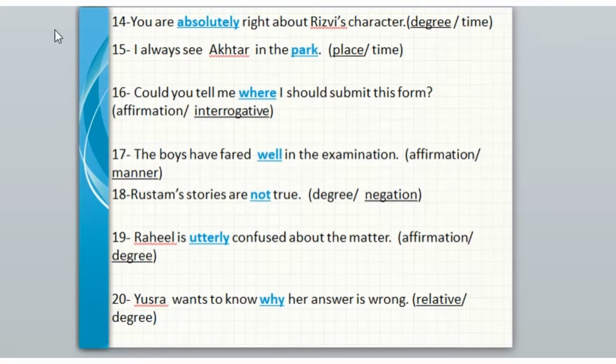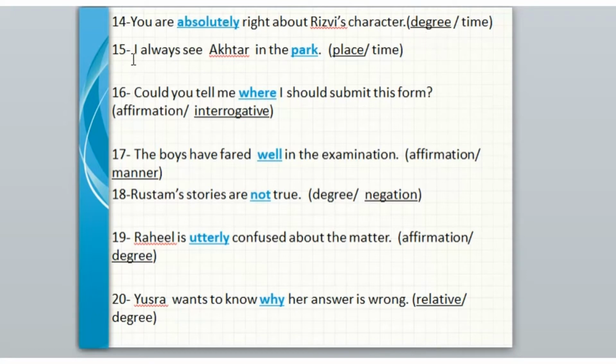Now let's come to number 14. You are absolutely right about Rizvi's character. The option says degree, time. So students, "absolutely" gives you an idea about intensity, right? Like you're 100% right. So students, we will underline "absolutely" here and put a tick on top of degree.